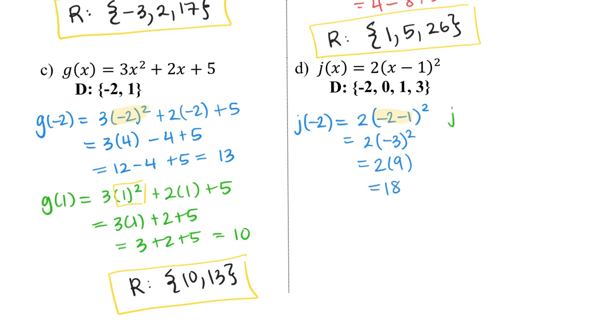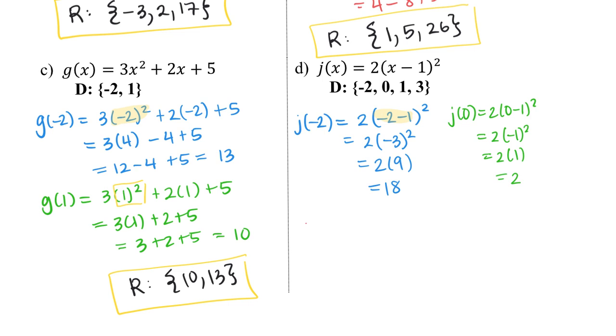Okay, let's do j of 0. 0 minus 1 squared. Okay, what do I do first? Grouping or parentheses? Yeah. 0 minus 1 is negative 1 squared. And I got to do the exponent. Negative 1 times negative 1 is positive 1. 2.